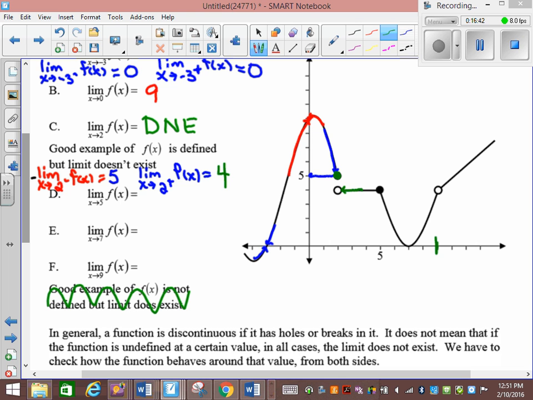So at 9, from the left, what am I approaching? 4, right? From the right of 9, what am I approaching? 4. So what's the limit as x approaches 9? 4. Because from the left I approached 4, from the right I approached 4. So it's 4. What is f of 9?